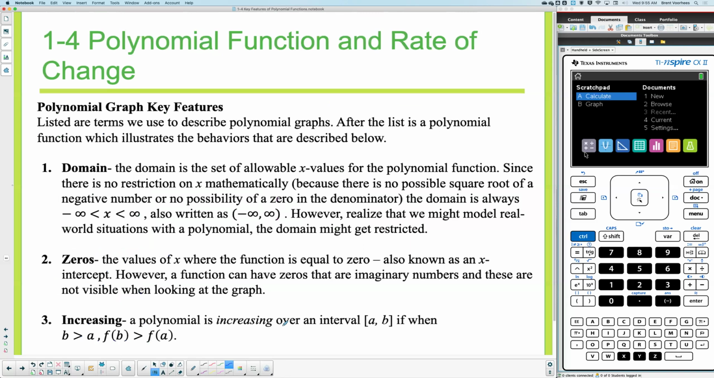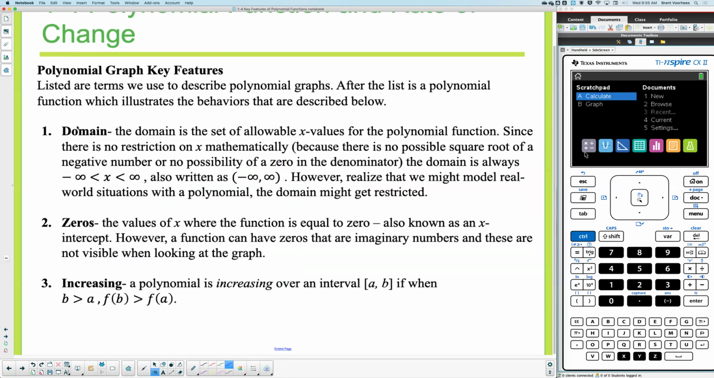All right, as we move forward, there are some key functions we can talk about. We've already talked about the domain. What should be the domain of a polynomial? It should be all reals. So we talked about that. You can write it either way. Polynomial domain should be all reals. So that should always be true.